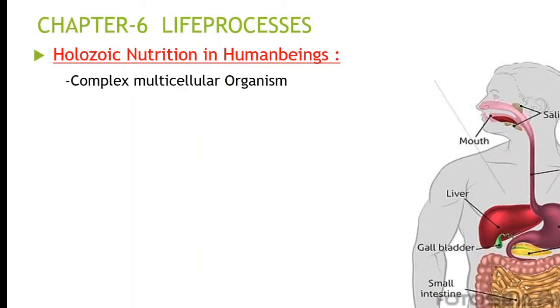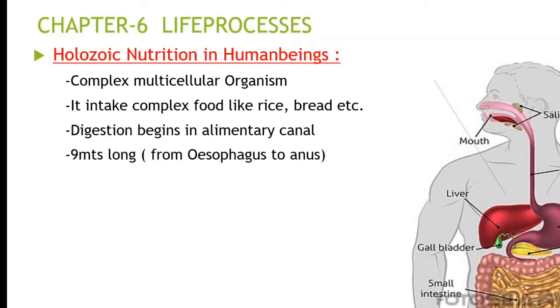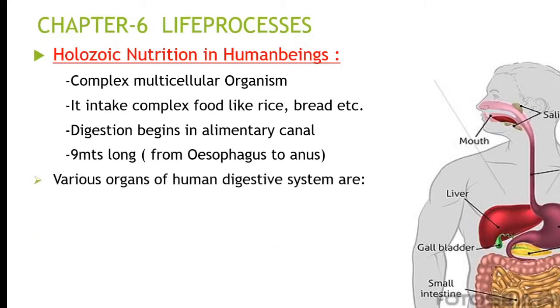Human beings are multicellular organisms. They take in complex food like rice, bread, etc. The digestion in human beings begins in the alimentary canal. So what is the alimentary canal, children? It is the passage of food from mouth to anus through a tube-like structure called the alimentary canal. How long is it? The alimentary canal is 9 meters long, from the esophagus to the anus.